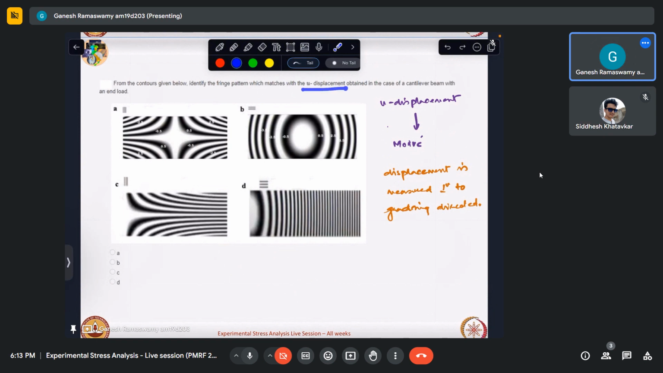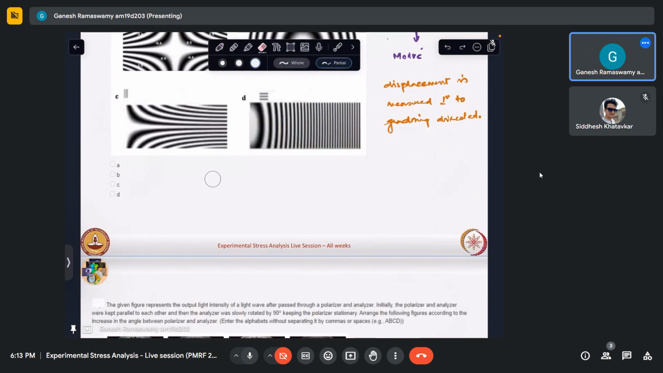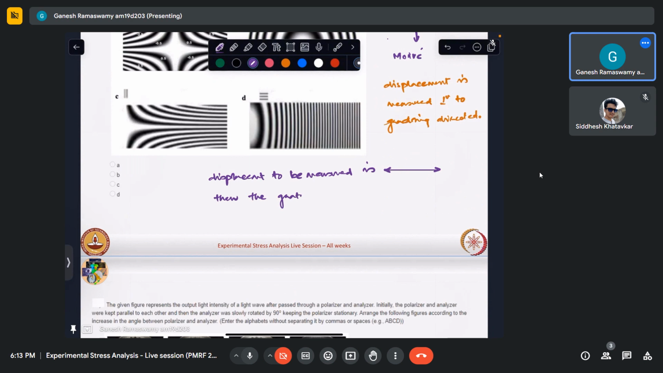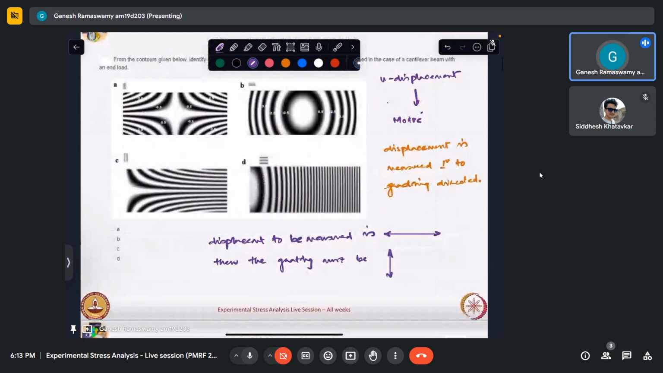So the question is asking for u displacement, which means if the displacement to be measured is this way, then the grating must be kept perpendicular to that. So from this, we can see that these two are viable choices. B and D don't match this criteria. So A and C are indeed U displacements.